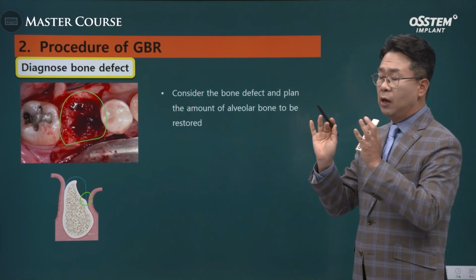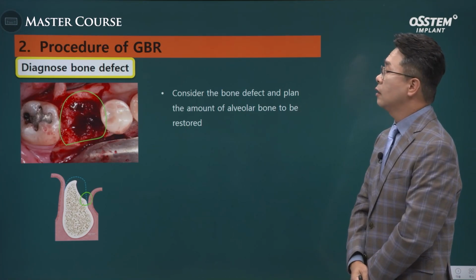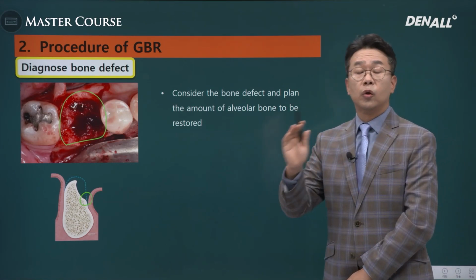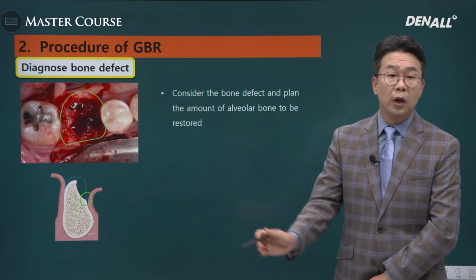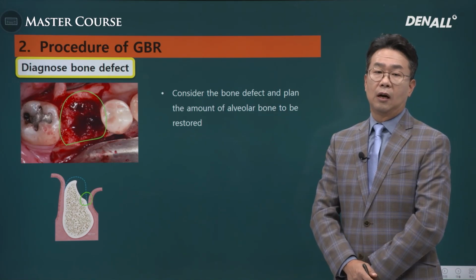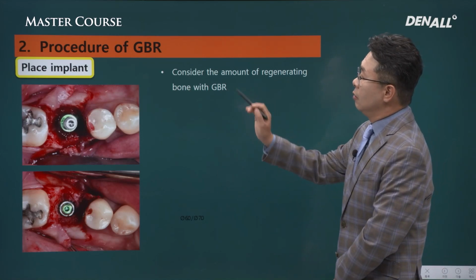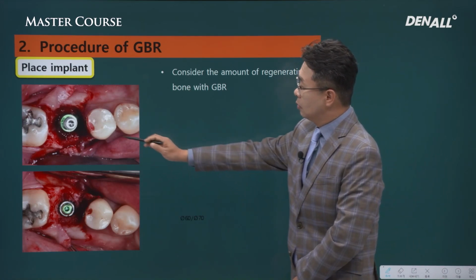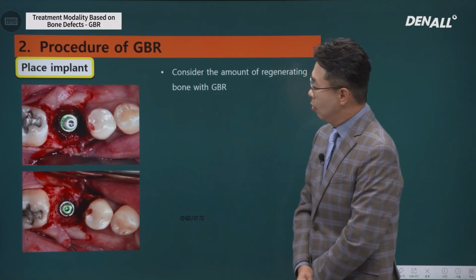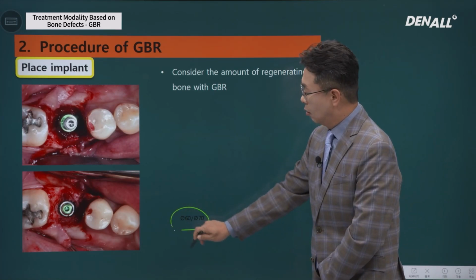We need to make a decision as to where the implant is going to be placed, and we need to think of how the bone defect will be following that. In line with such considerations, how to do GBR can be determined. You can see that the implant has been placed, and the cover screw has been connected.